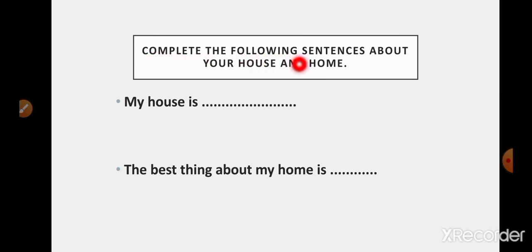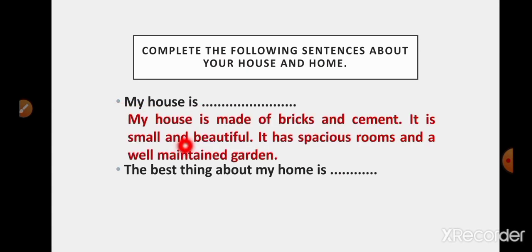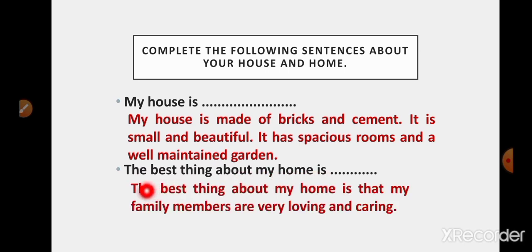Now complete the following sentences about your house and home. Now since this is about your house and home and you know best about it, whatever you write here would be correct. Now let's see. My house is made of bricks and cement. It is small and beautiful. It has spacious rooms and a well-maintained garden. The best thing about my home is that my family members are very loving and caring.